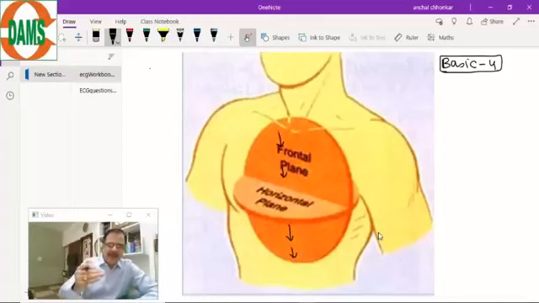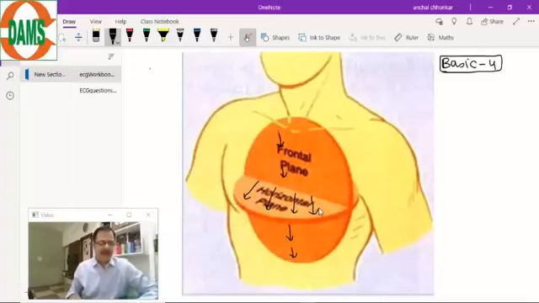And second plane will be a horizontal plane. The current will be traveling from the endocardial side to the epicardial side, like this. So this is, say, the endocardial side, and this is the epicardial side. So current is traveling from endo to epicardial. So this is a horizontal plane.